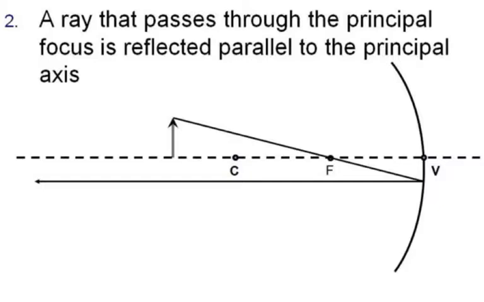Second rule, and we'll always draw this diagram as well: any light that passes through the focus, so it goes from the object to the focus like that, when it gets reflected off the mirror, it will be reflected so that it's parallel to the principal axis. In reality, this is just the exact opposite of Rule 1.